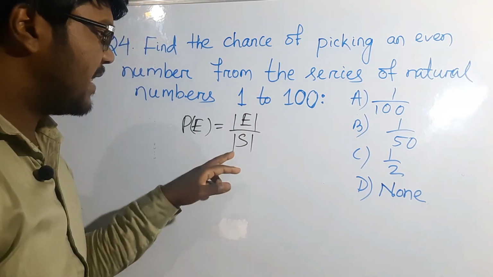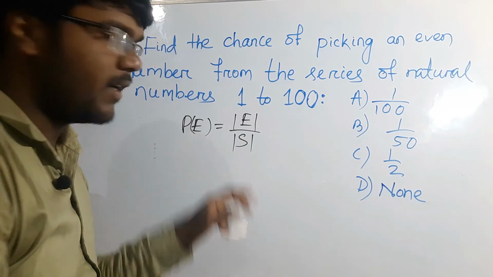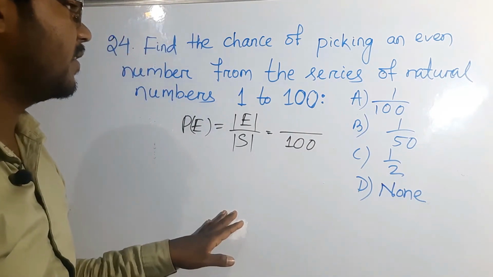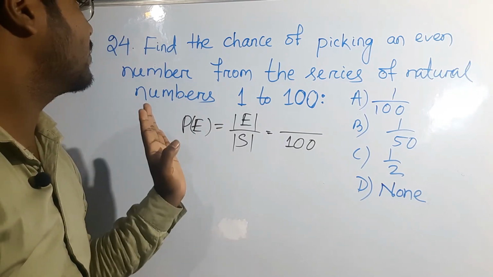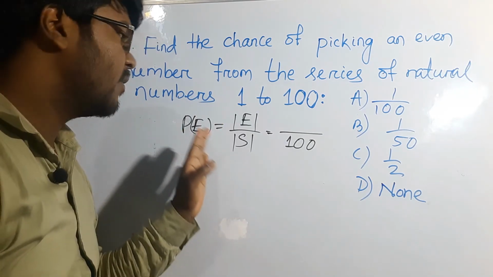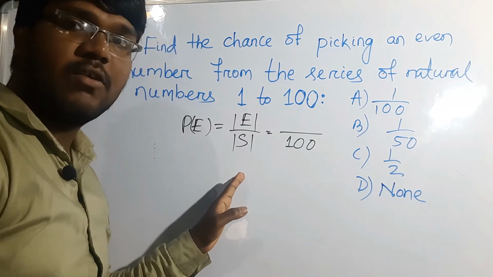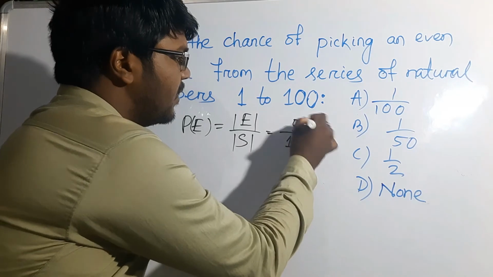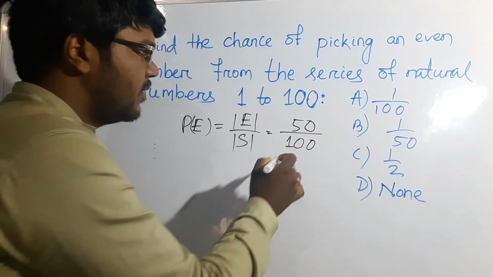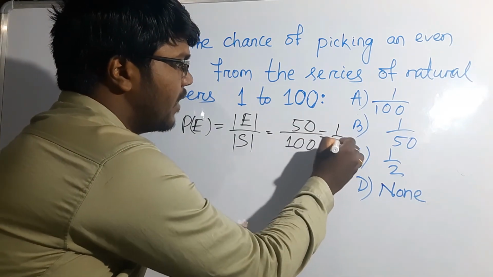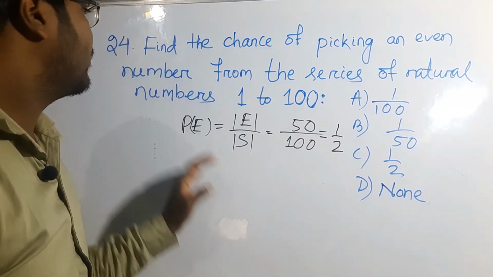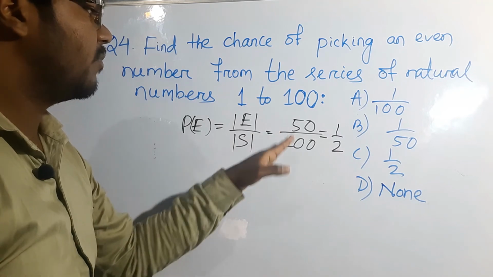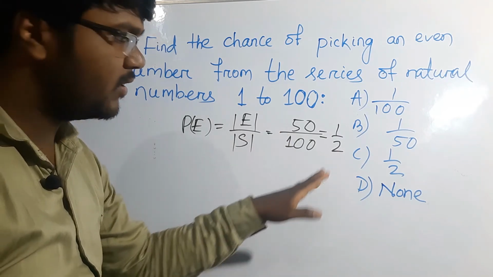So the sample space is 100 because there are 100 outcomes, from 1 to 100, and the number of even numbers: how many even numbers are there from 1 to 100? There are 50 even numbers. So we divide 50 by 100. When we cancel it, it will become 1 by 2. So the probability of getting an even number is 1 by 2. So the correct option is option C.